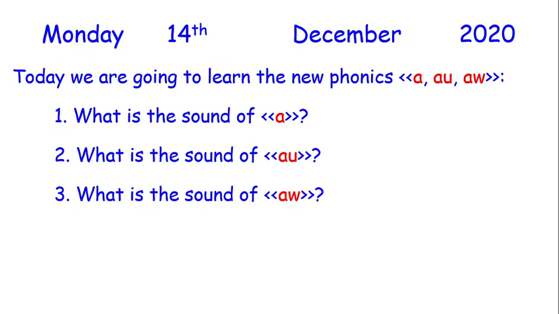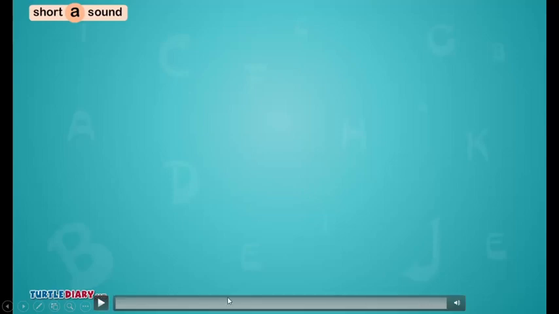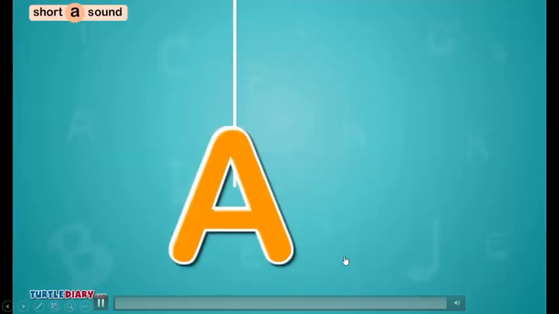Today, we are going to learn about phonics: A, AW, and AU. So what is the sound of letter A, what is the sound of AU, and what is the sound of AW? Before we continue the lesson, please watch the video all together.